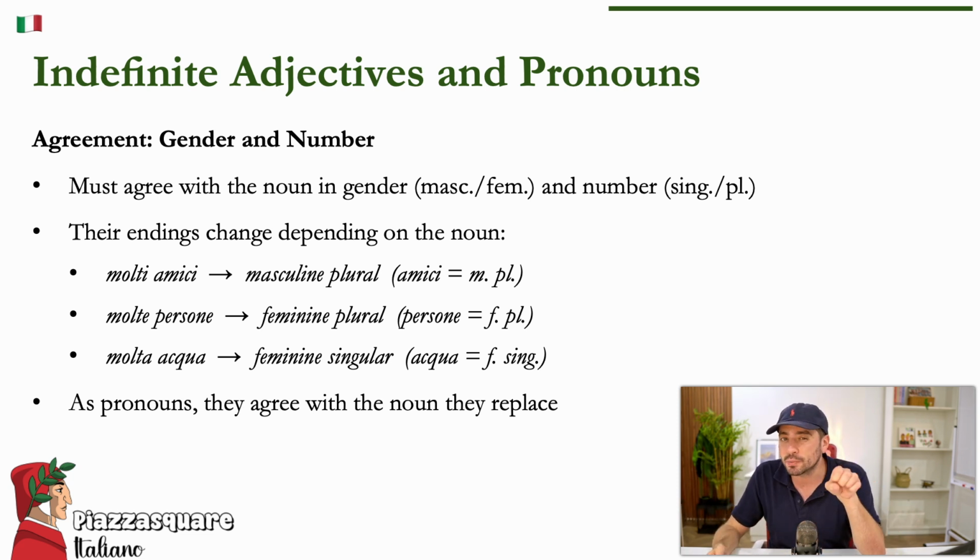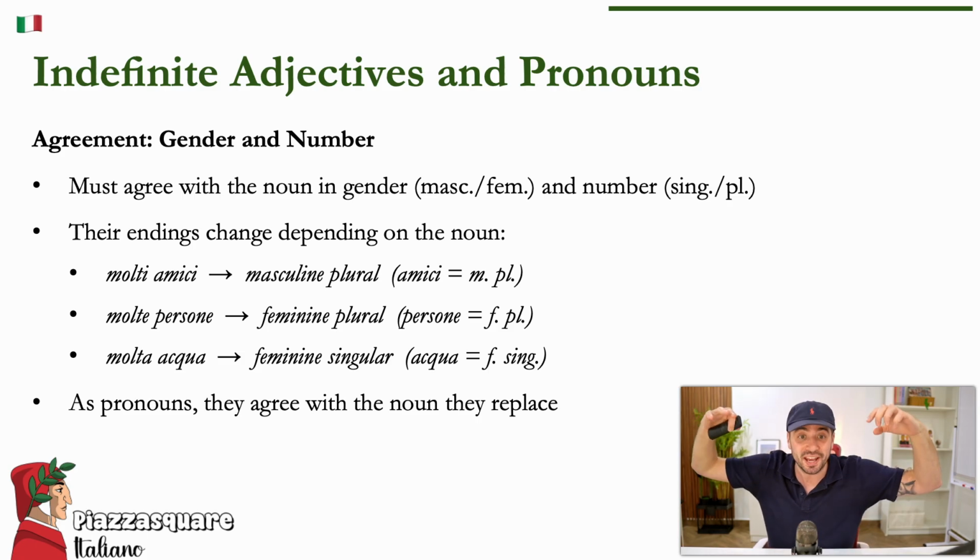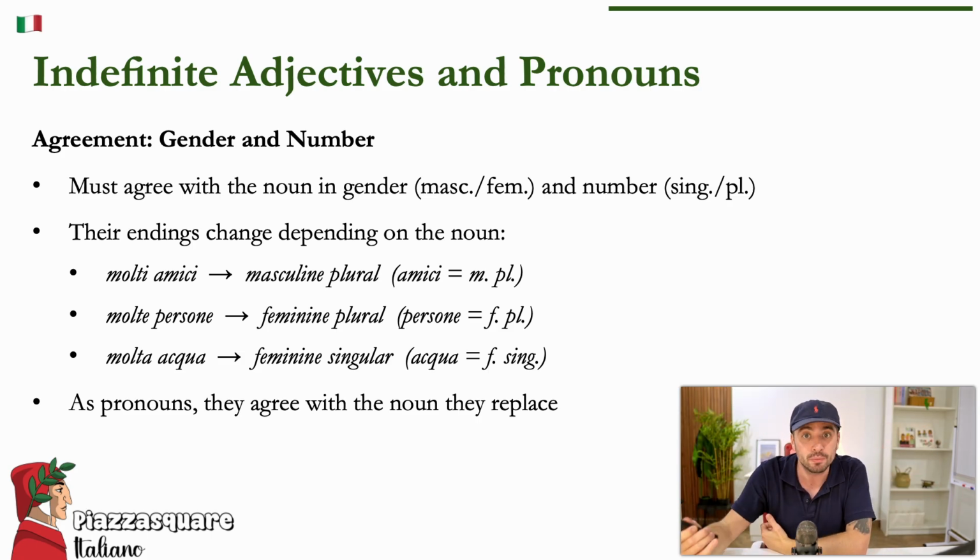We'll see specific forms of molto, tanto, poco in a moment. When used as pronouns, standing alone, these words also take masculine or feminine, singular or plural forms to match the noun they replace. Often the masculine plural form is used to refer to people in general, a mixed group, in an impersonal way. For example, pochi ricordano questo film means few people remember this movie, where pochi, few, is an indefinite pronoun, replacing few people. We just use pochi instead of few people.